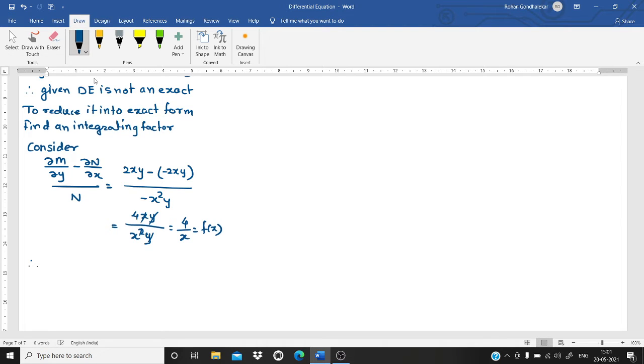Therefore, the integrating factor is equal to e raised to the integration of f of x dx. So which gives me e raised to the integration of 4 upon x dx. So this is e raised to 4 into the integration of 1 upon x. Integration of 1 upon x is log x, which is nothing but e raised to log x raised to 4, which is nothing but e raised to log, get cancelled. So what is the integrating factor there?